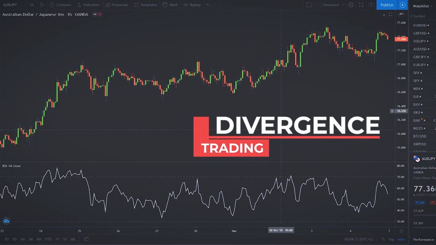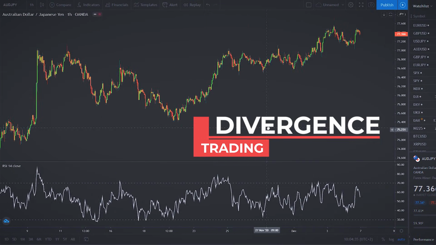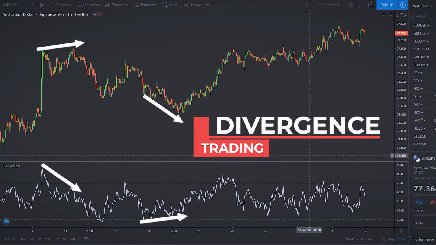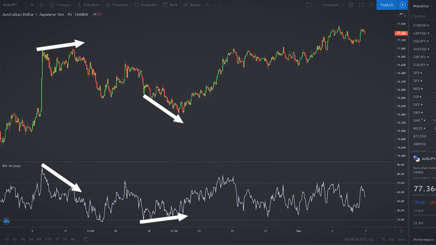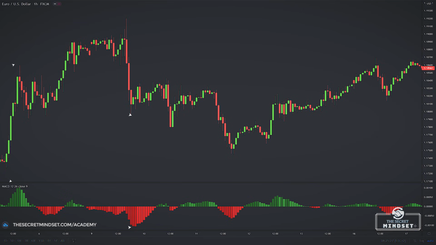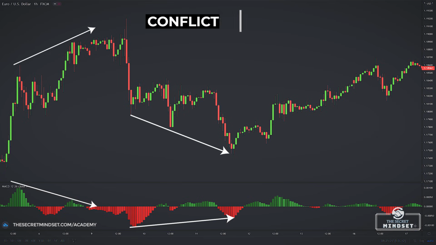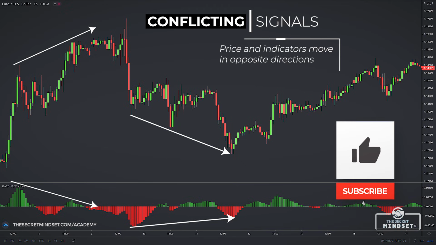Many traders are either unaware of the importance of divergences or are unable to accurately apply the divergence concept. A divergence occurs when the price and the indicators provide conflicting signals by moving in opposite directions. If you spot such a situation, it could be worthwhile taking a closer look at what is really going on.